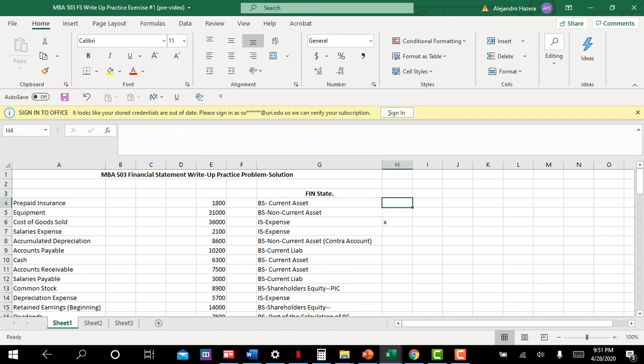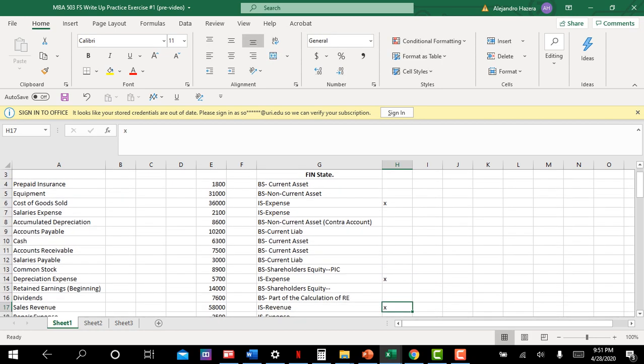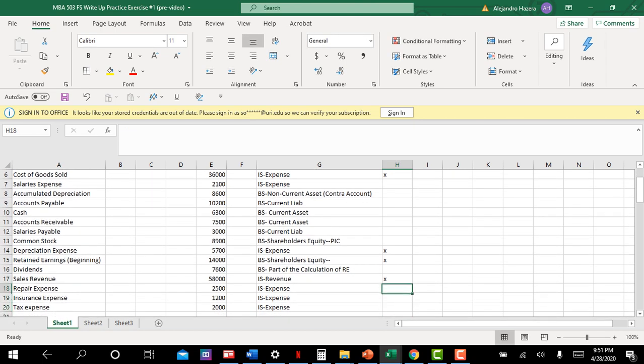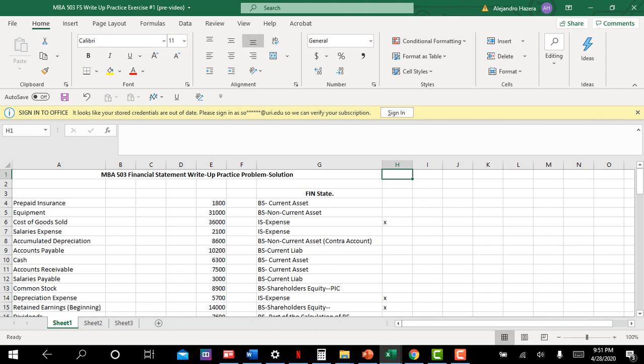I'm going to X off all these accounts that I've used up. I've used up any expense, depreciation expense. I've definitely used up beginning retained earnings. Again, beginning retained earnings, I've used that one up. I've not used dividends, but I've used up these three expenses, and I've used up cost of goods sold. Looks like I got most of the ones I've used up.